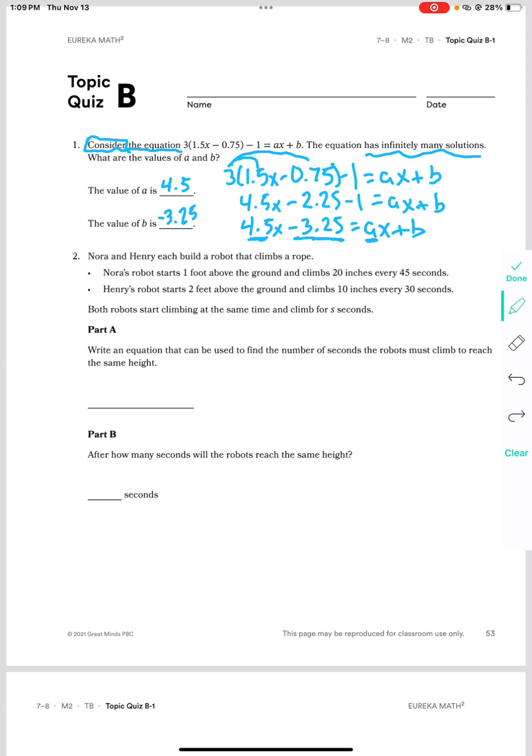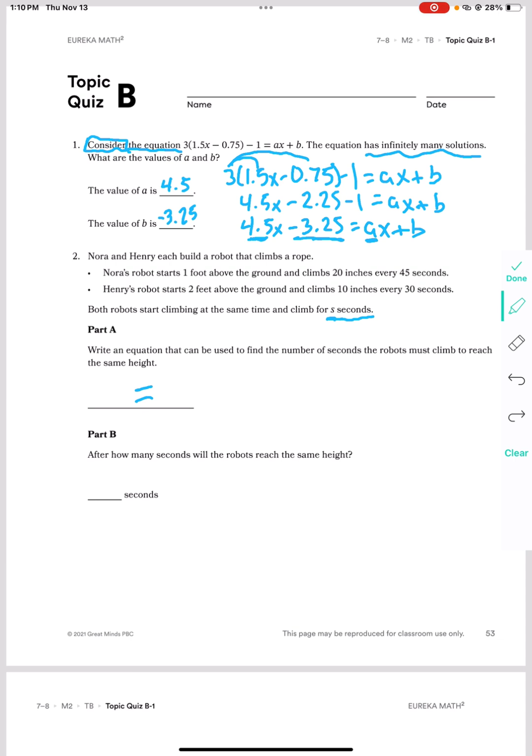Okay, so to do part A, we have to think about the things that we talked about with lesson 11, where we're coming up with scenarios, or we have real life situations that are set up to be equal to each other, where the variable is talking about the same real life item, where s is talking about seconds. So we know automatically that our equation should have an equal sign in the middle, because Nora's thing and Henry's thing need to be equal, because we're trying to figure out where they are at the same spot.